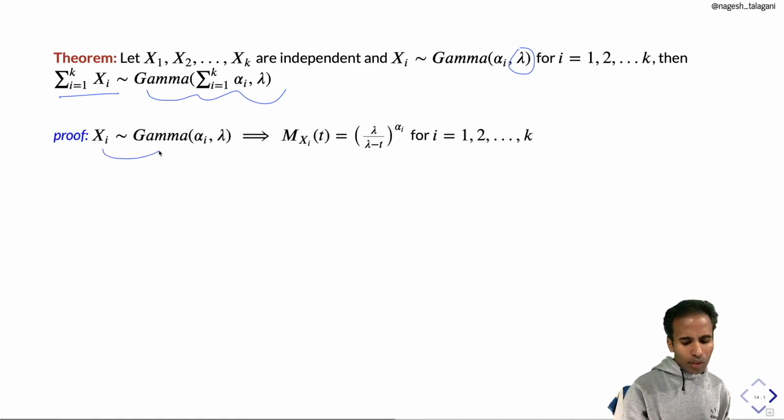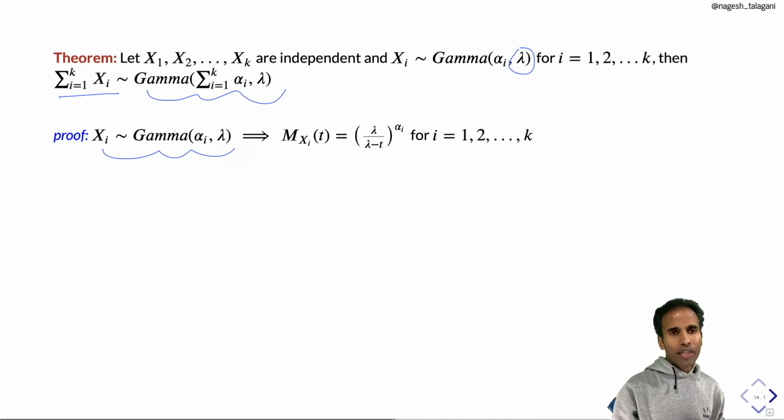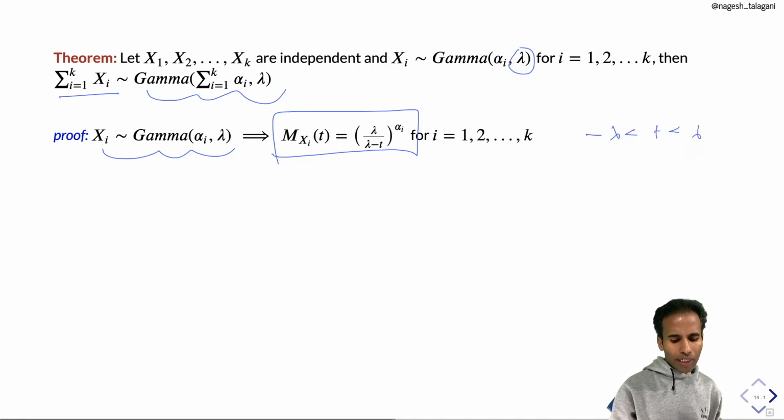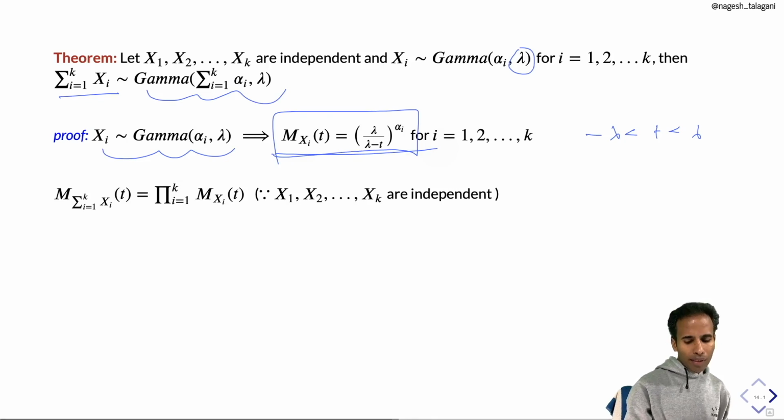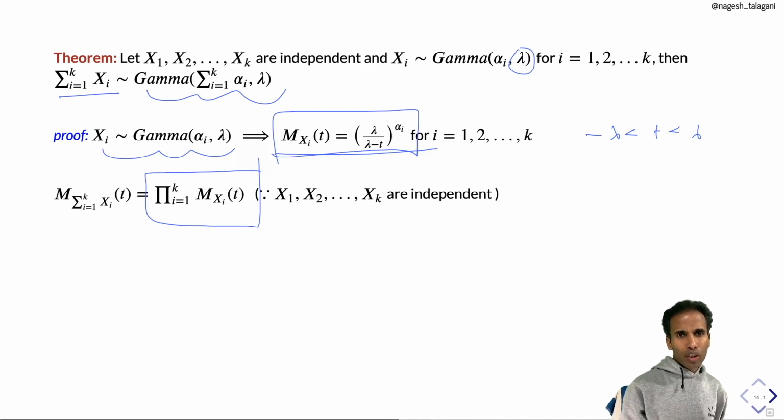Here Xi follows gamma distribution with the parameters alpha i comma lambda. So the MGF of Xi is going to be (lambda by lambda minus t) power alpha i for i equal to 1 to so on k. This all makes sense for t from minus lambda to lambda. Fine, because we know the MGF of gamma distribution, so we can write this. Now the MGF of summation Xi from i equal to 1 to k at t is going to be the product of MGFs of Xi at t for i equal to 1 to k, since X1, X2, Xk are independent.